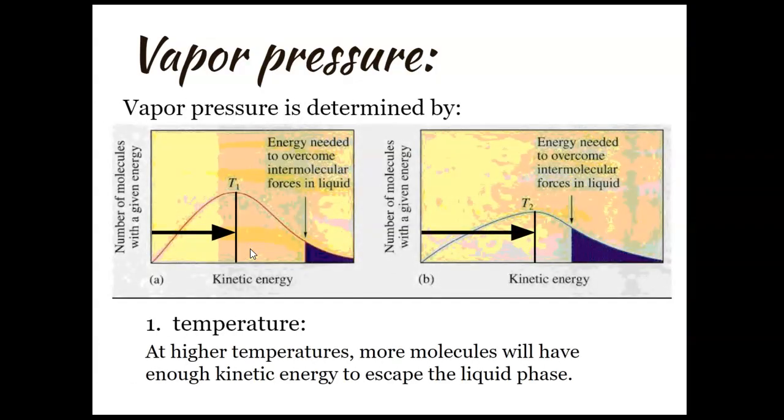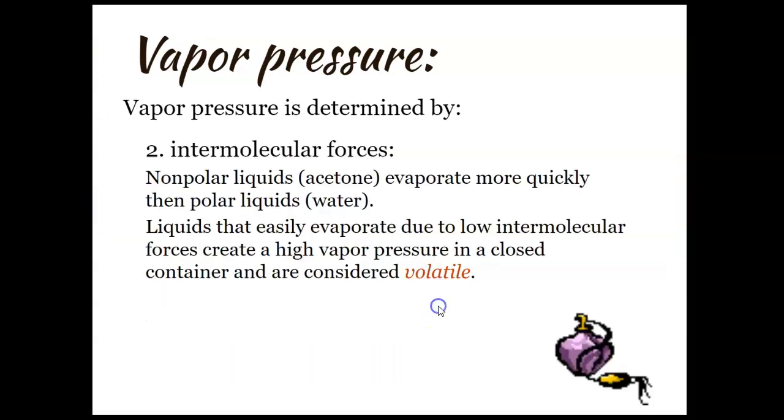All right, we're going to go back to vapor pressure. Remember, vapor pressure was like that evaporation rate, how fast things were able to evaporate. Well, how do we determine it? It is determined by, number one, temperature. The higher the temperature, the more molecules will be able to break through the intermolecular force and escape the liquid phase into the gas phase, right? And you can see this here.